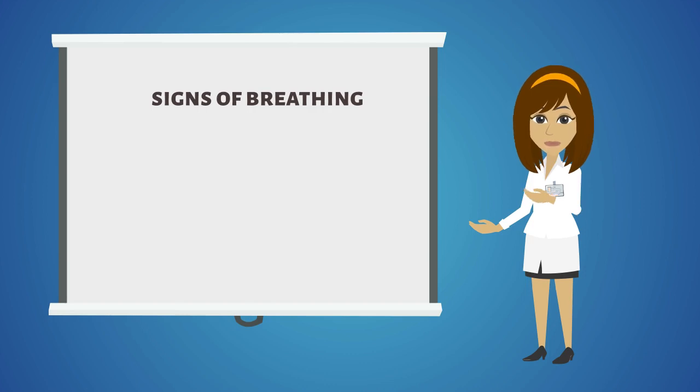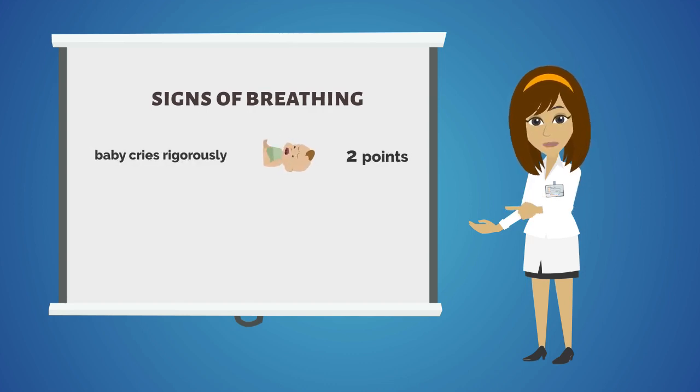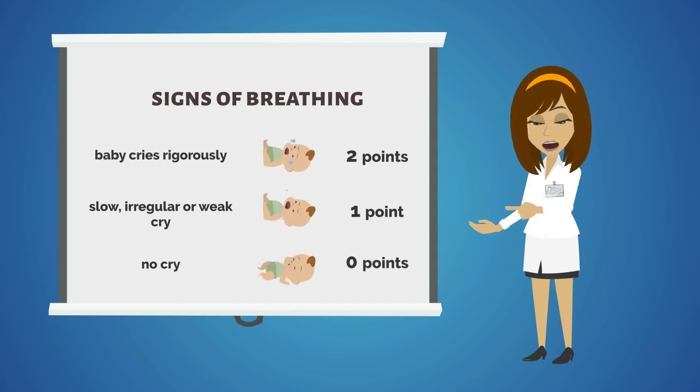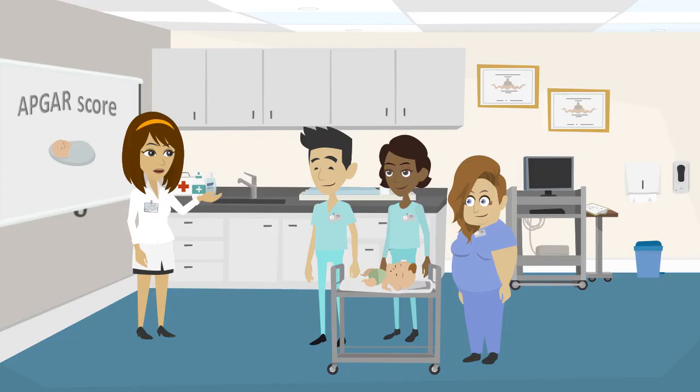Lastly, you look at the signs of breathing. If the child cries vigorously, that constitutes 2 points. If a slow, irregular, or weak cry is present, 1 point is recorded, and for no cry, 0 points are given. At the end, the points are counted and the overall score is recorded. Who can remember what the optimum score is? Miss Kiskova? 7 and above.